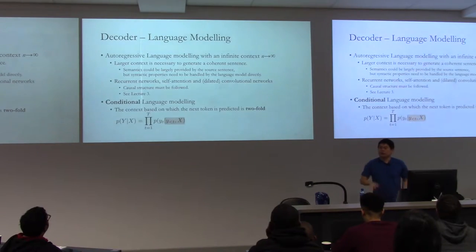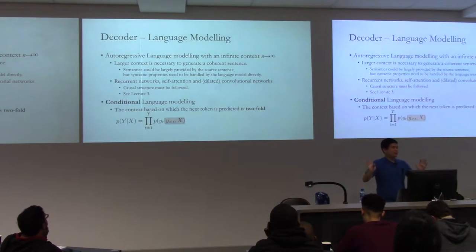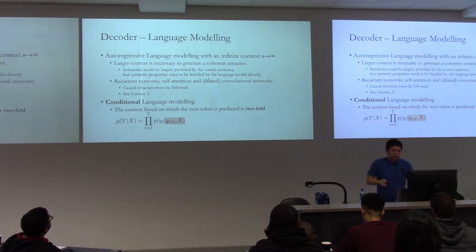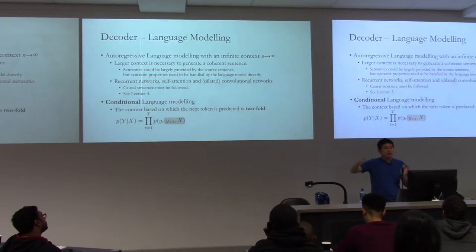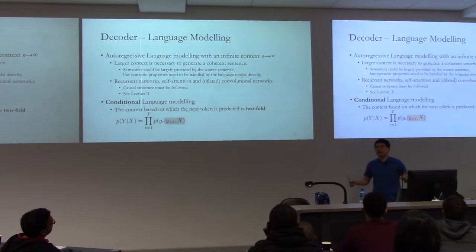Now let's talk about the decoder. The decoder is very straightforward. It's just a language model, like the one I spent an hour and a half on two days ago. We're going to do an autoregressive language model with an infinite context, because it turned out that when you generate a sentence, if you want it to be good, as in syntactically well-formed as well as coherent, so that it talks about one thing, then it's extremely important to look at the entire context. Otherwise, you run into the issue of so-called garden path sentences.